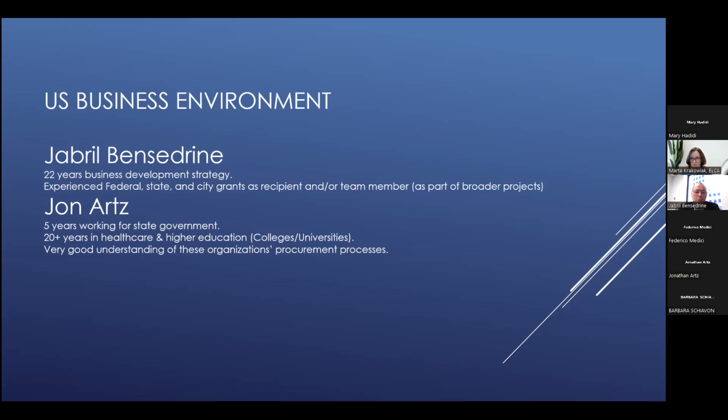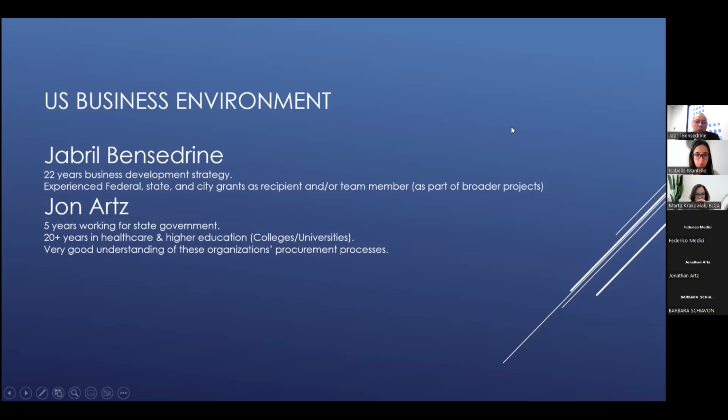John Arts brings 5 years of experience working for a state government, so he knows the government process from the inside, as well as 20 years in healthcare and higher education, colleges and universities, many of which are part of a state level, or maybe even federal, since the veterans and so on are part of the federal government. So he has a very good understanding of their procurement processes, and John will share some of his insights from that perspective.